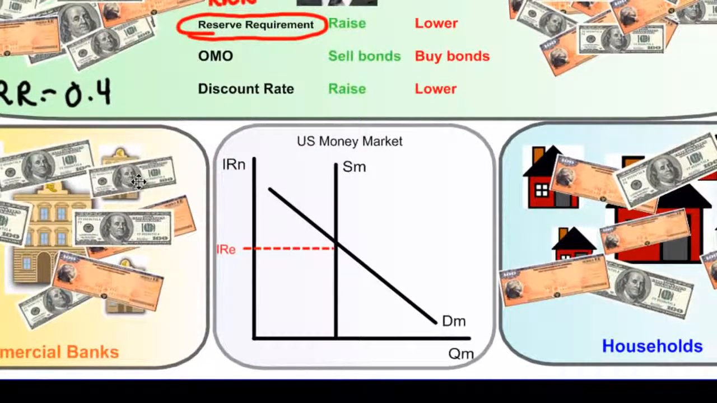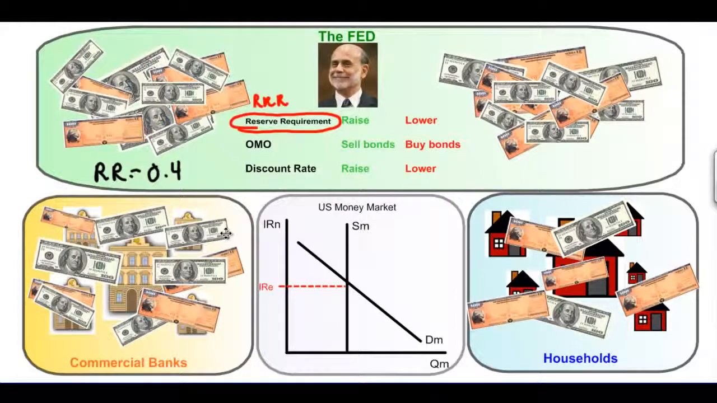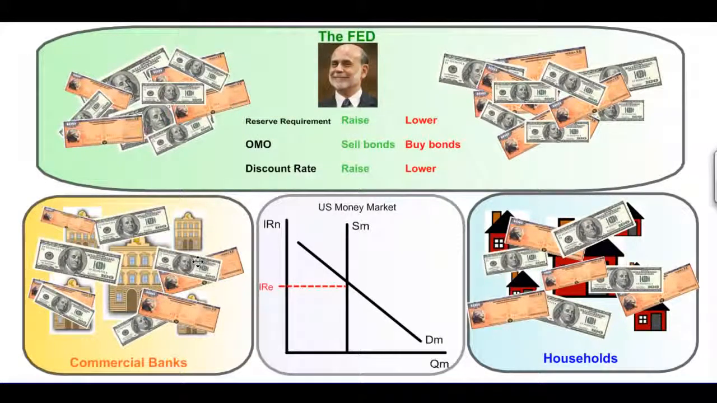Therefore, there will be less money available for loans to households, reducing the level of consumption and investment in the economy. Raising the reserve requirement puts upward pressure on interest rates since commercial banks have to store more of their total deposits at the Federal Reserve, taking that money out of circulation and reducing the money supply, raising the interest rate. Historically, the reserve requirement in the United States has rarely been changed.